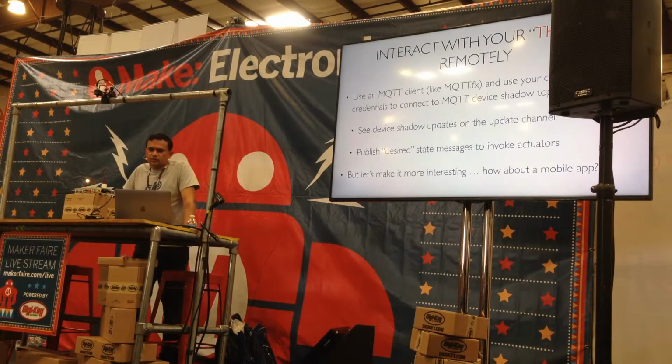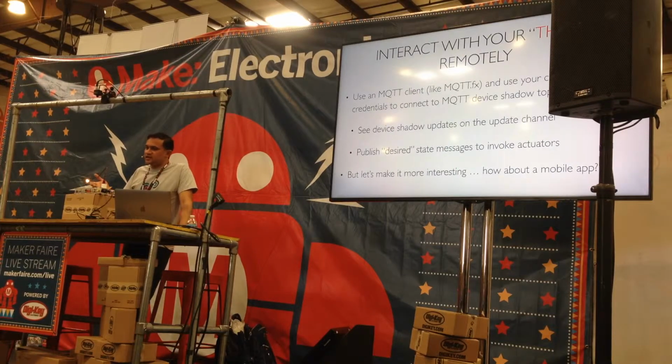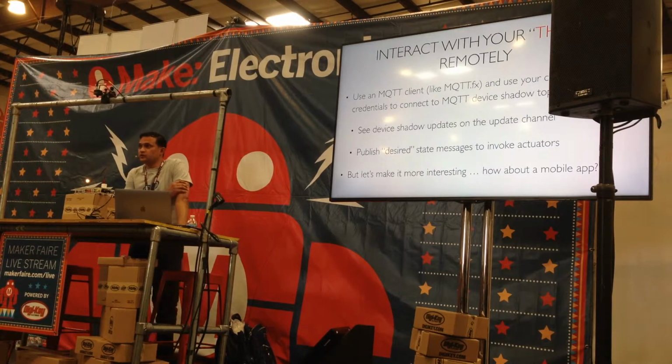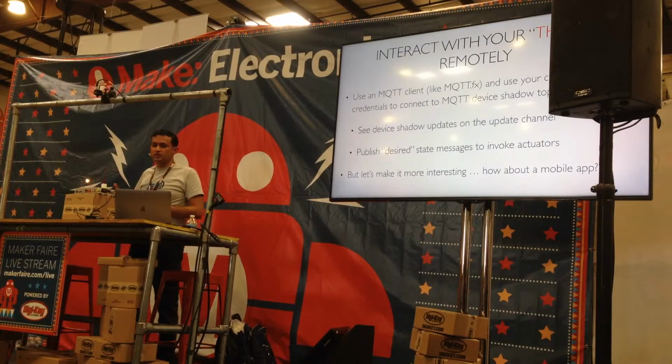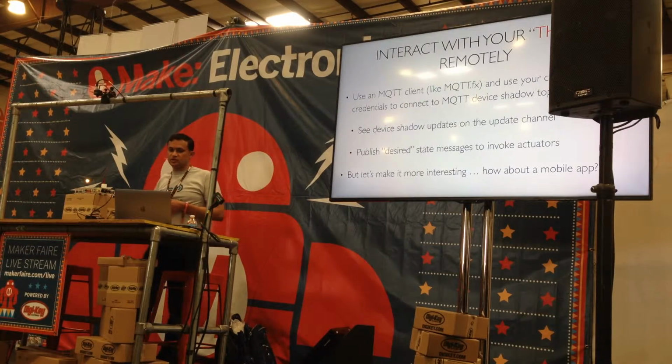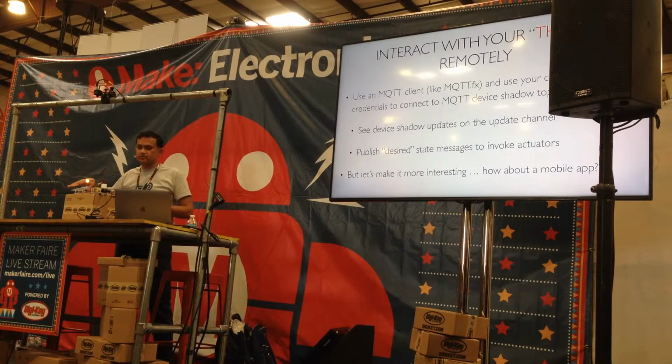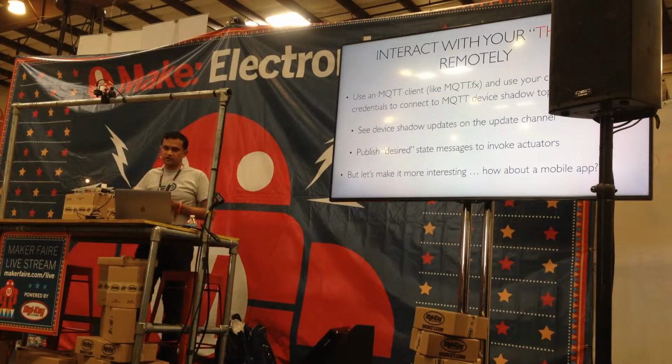And now your device is connected and communicating to the IoT service, and you can connect and interact with your thing remotely. There are a couple of ways that you can do that. You can use any MQTT client like mqtt.fx and use your certificate credentials to connect to MQTT and subscribe to the device shadow topics. Then you can see the shadow updates coming on the update channel. You can push desired state messages to invoke the actuators on your device.